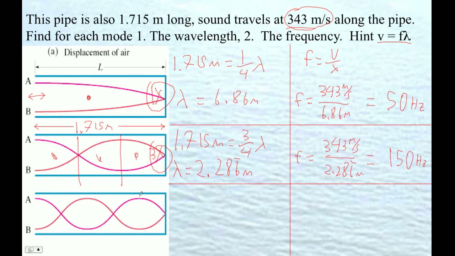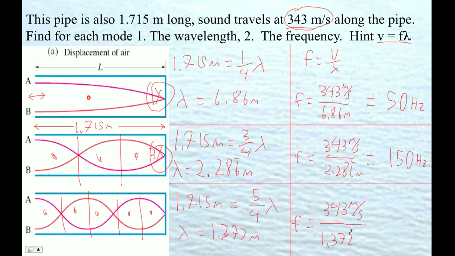I'll show you. Okay, so how many quarter wavelengths? 1, 2, 3, 4, 5 quarter wavelengths, right? So 1.715 meters is 5 quarter wavelengths, right? So lambda is slightly smaller than that, right? 1.715 times 4 divided by 5 is 1.372. Somewhat surprisingly, it comes out even, right? So our frequency is, because it's still a sound wave, right, 343 divided by 1.372, which is 250.